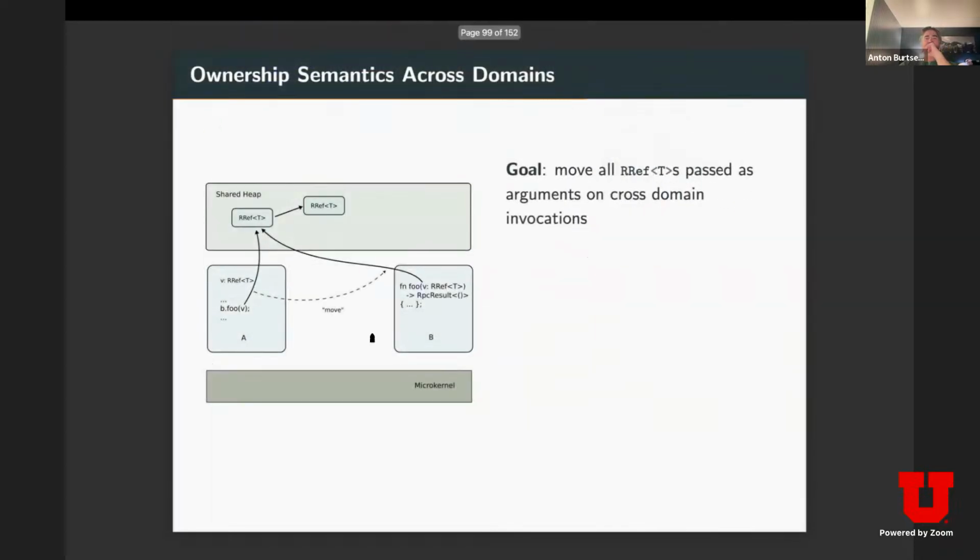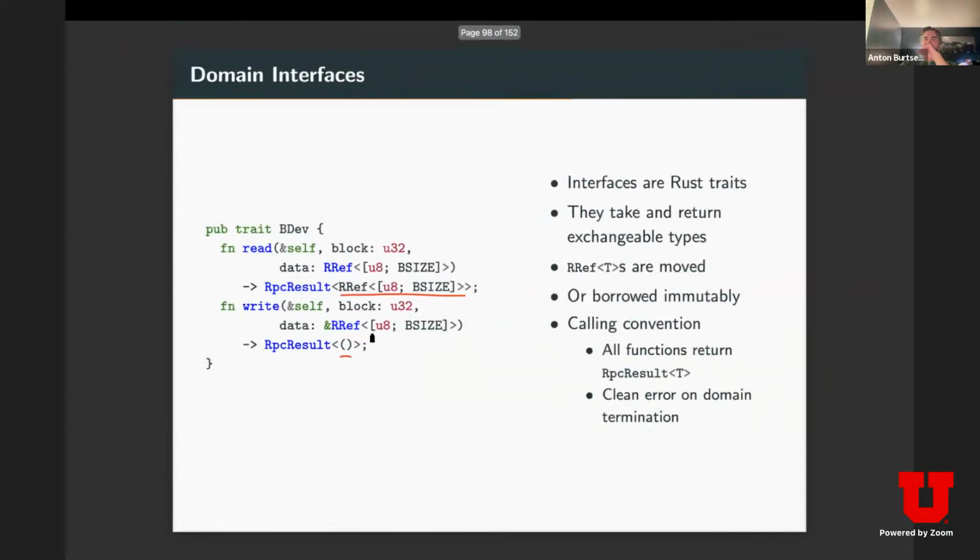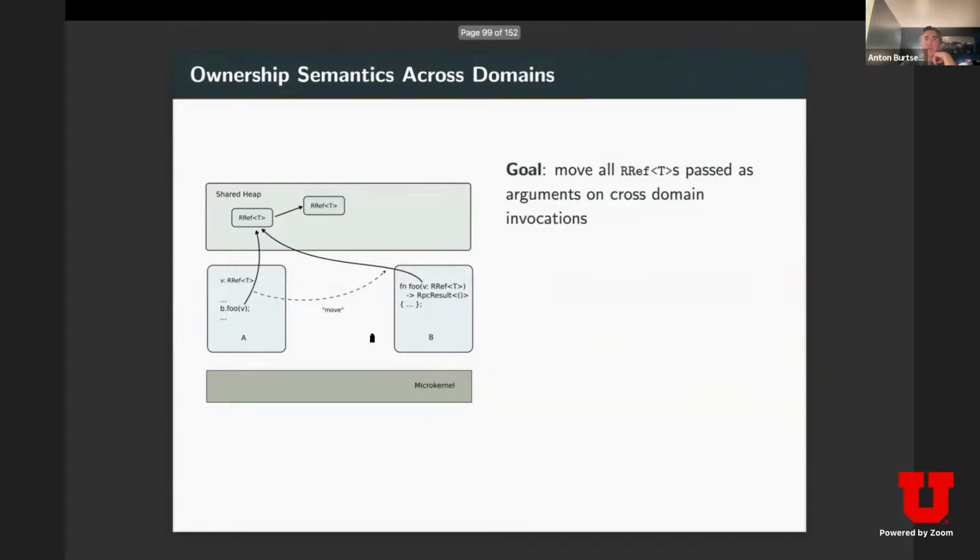Okay, cool. And essentially, it allows us to cleanly catch all errors between the domains. So those exchangeable types allow us to essentially move references to the shared heap across the subsystems, right?